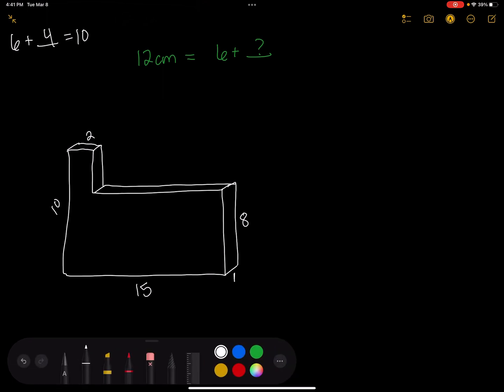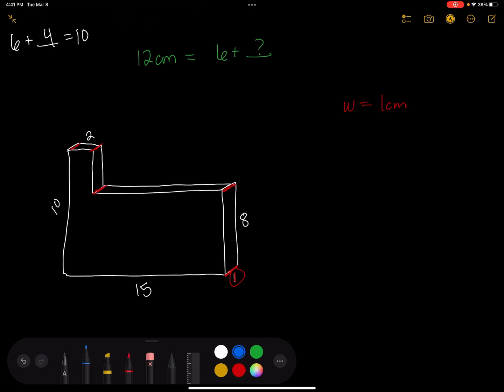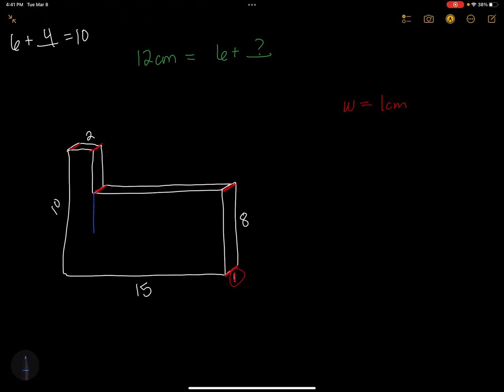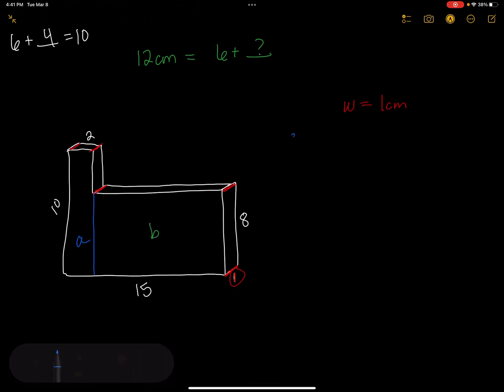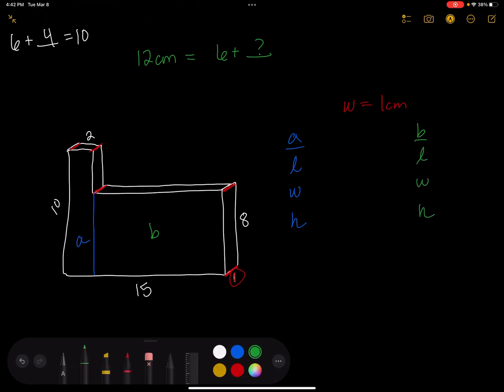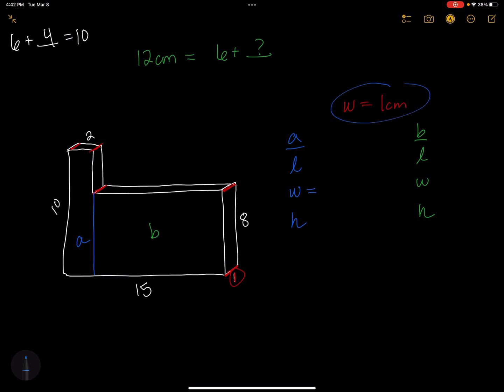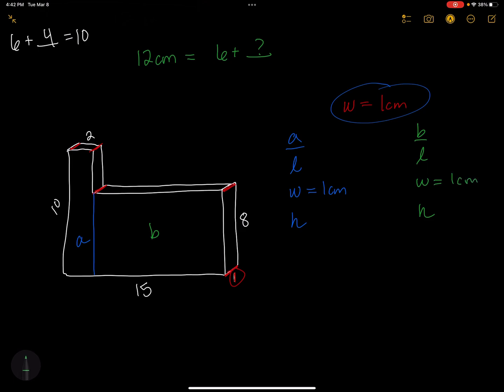So step number 1, quickly, we are going to find the width. We're going to find the diagonals. Here's our diagonals. What is our width? Our width equals 1. We have it right here, 1 centimeter. Then we're going to break this thing apart. I'm going to break it right here. So we have A, and then we have B. For A, what is the length, the width, and the height? And then for B, what is the length, width, and the height? We already know the width because we found it right here. The width is 1 centimeter. We know we have the width from B. That is 1 centimeter.